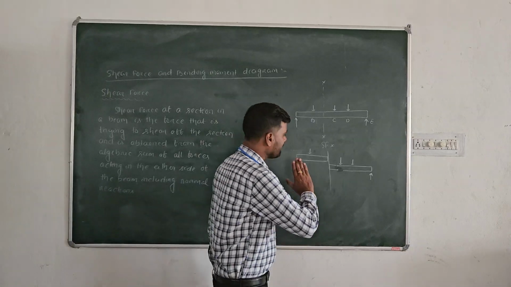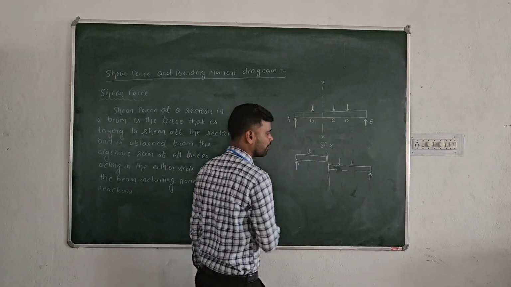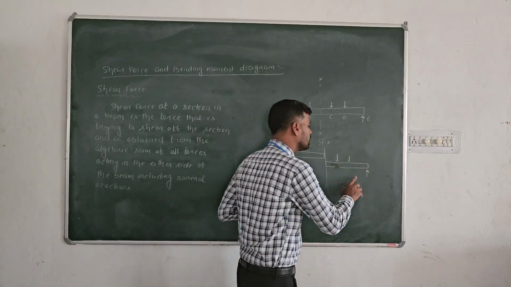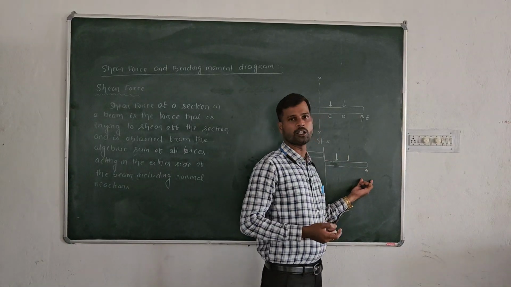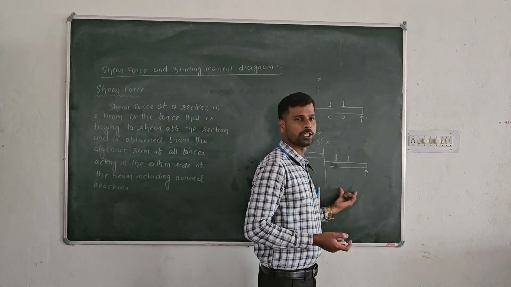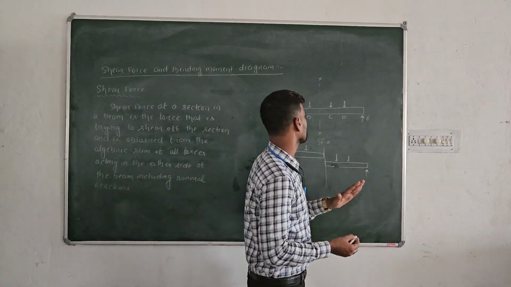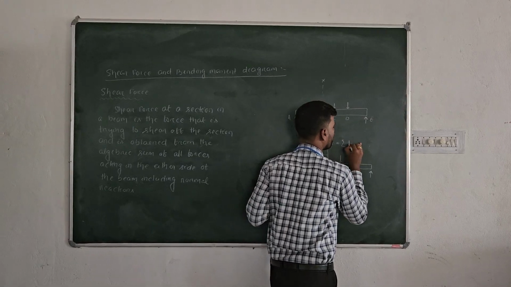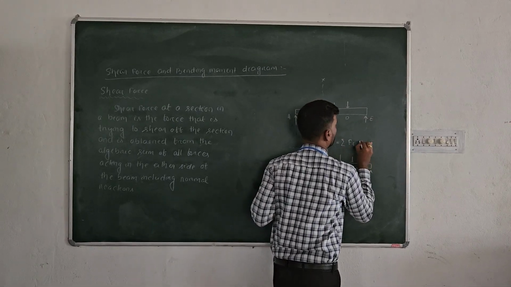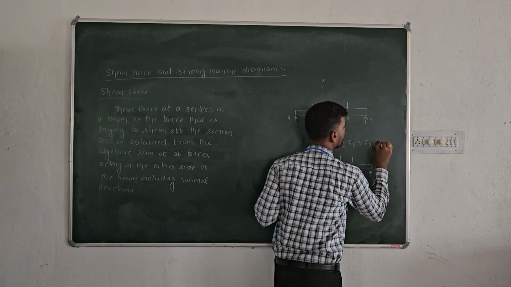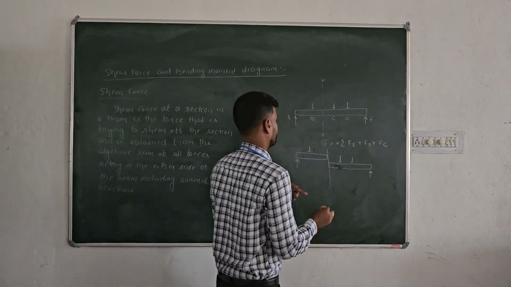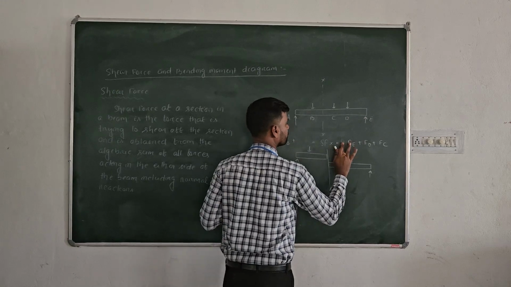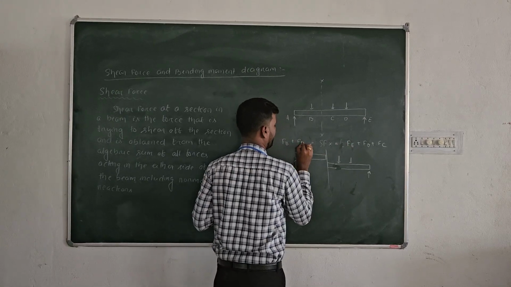These forces are called the shear forces. That is either this side of the beam or this side of the section. Algebraic sum of all the forces. See, these are the forces and this is the normal reaction. Algebraic sum of all these forces is called the shear force. That means here I can tell that shear force is equal to algebraic sum of force at E plus force at B plus force at C, or I can tell that force at B plus force at A.